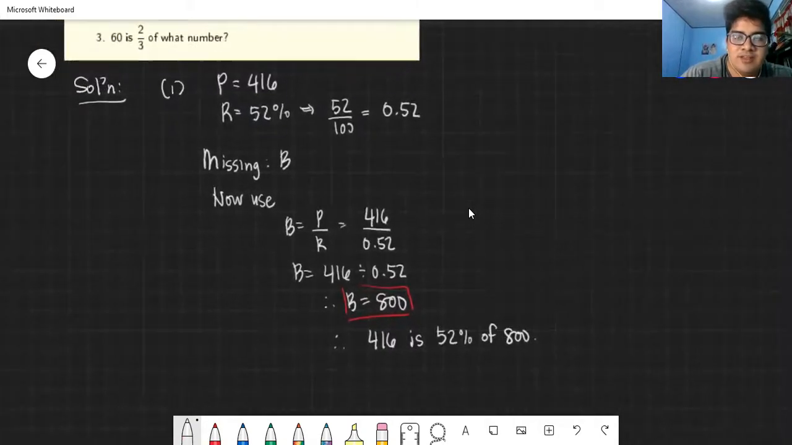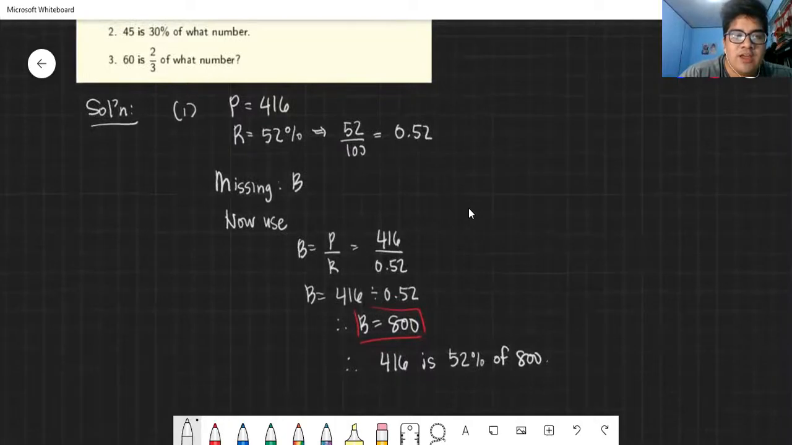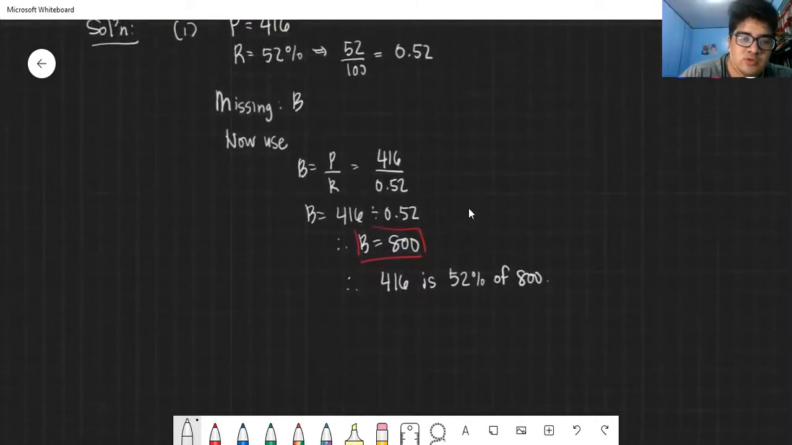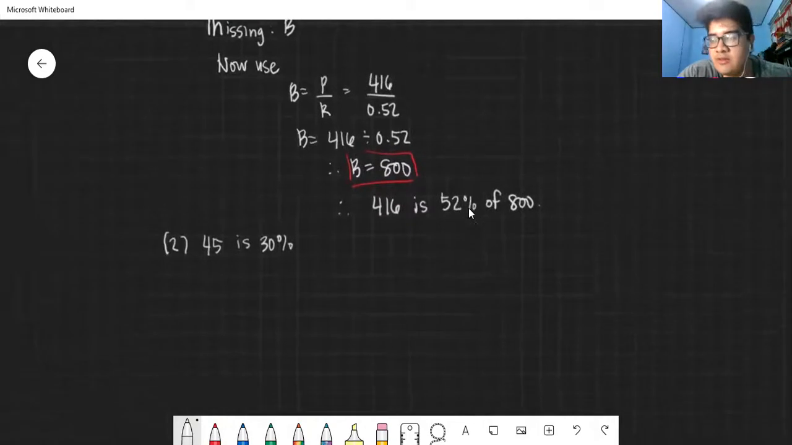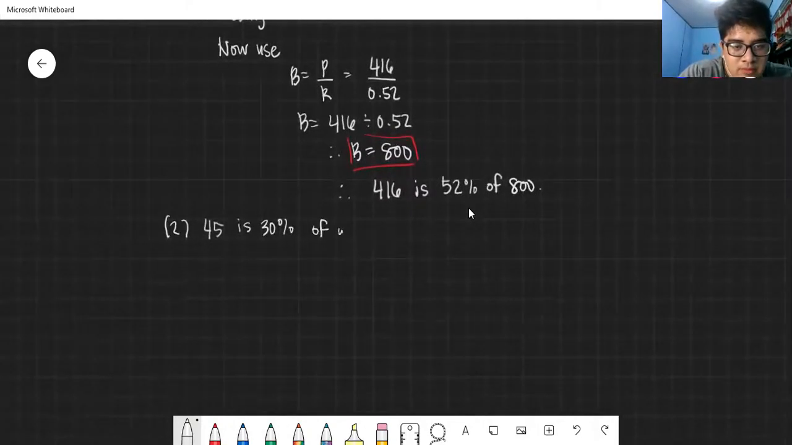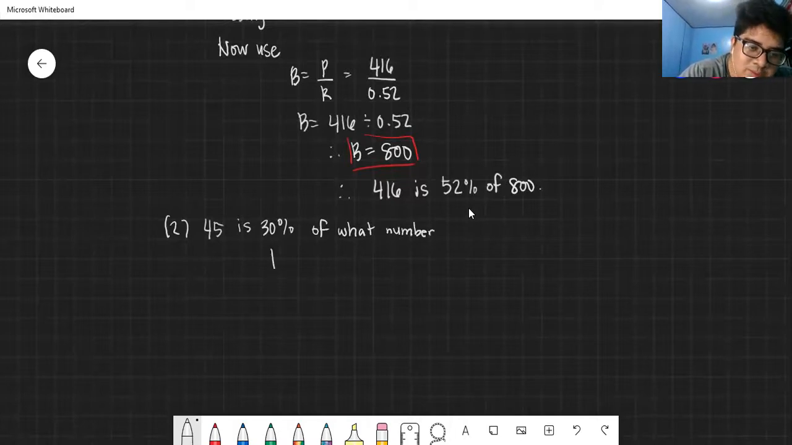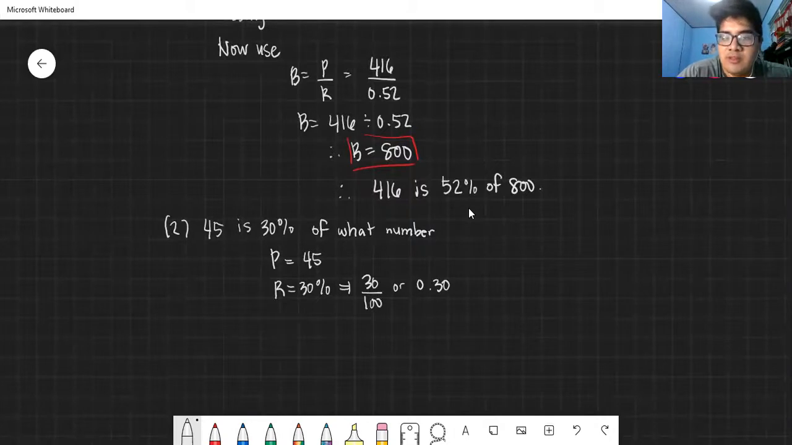All right? Okay, let's go to number 2, shall we? 45 is 30% of what number? So number 2, 45 is 30%, of what number? Now, who is the percentage? It's 45. Who is the rate? It's 30%. Okay? And if you want to write this, it becomes 30 over 100, or this is 0.30. You just move the decimal point.